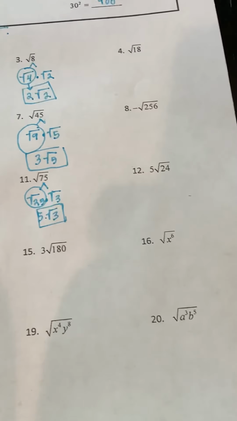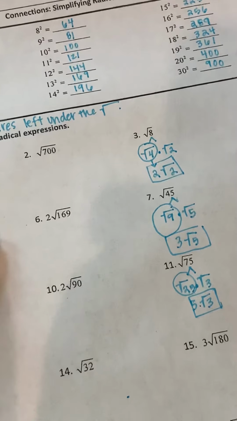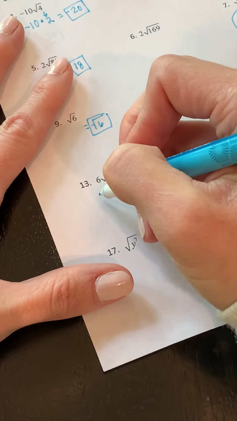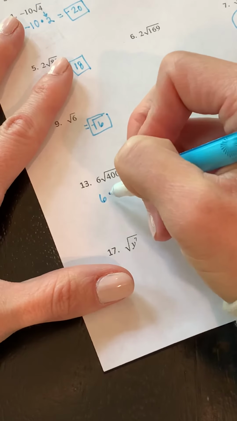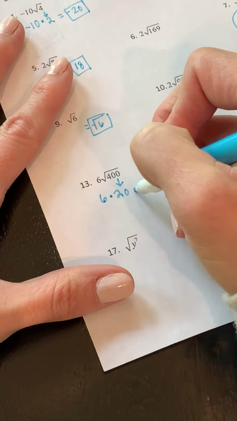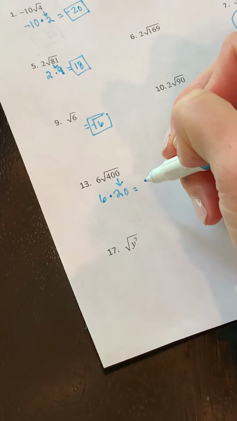All right, 6 times the square root of 400. So that's a much bigger number, but you can look and say, oh wait, 400, that is a perfect square. The square root of 400 is 20. So I'm going to say 6 on the outside times 20, because I know the square root of 400 is 20. So 6 times 20 is going to give me 120.